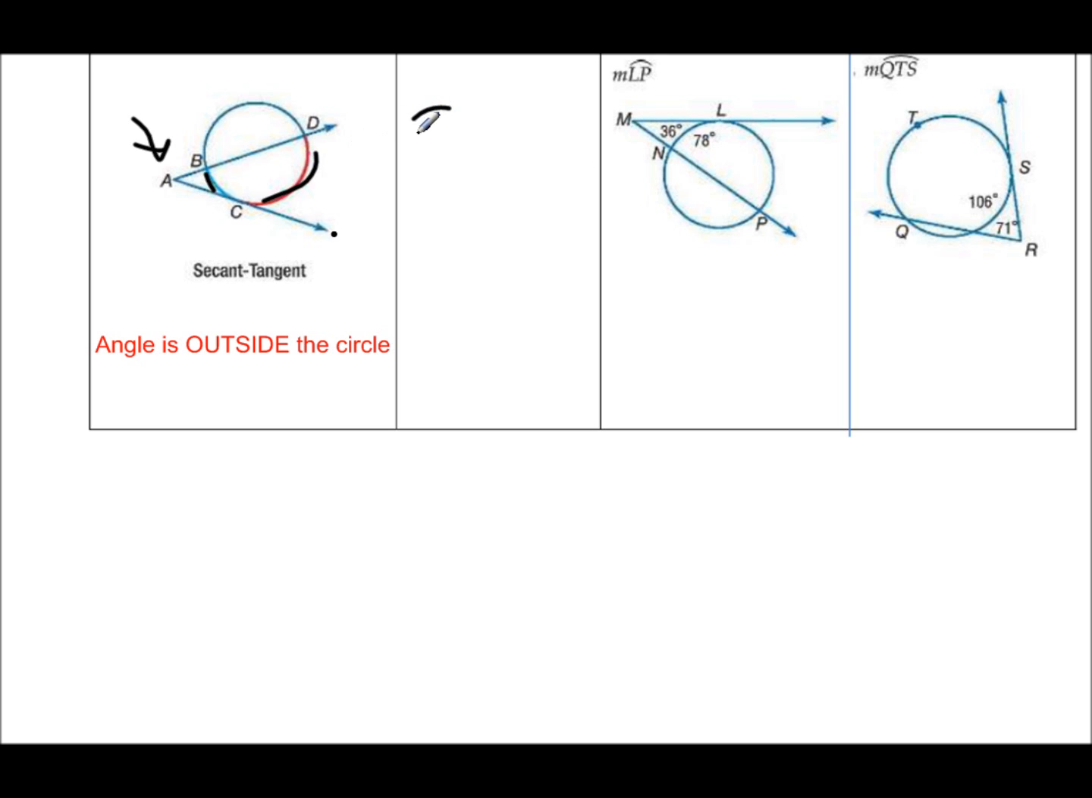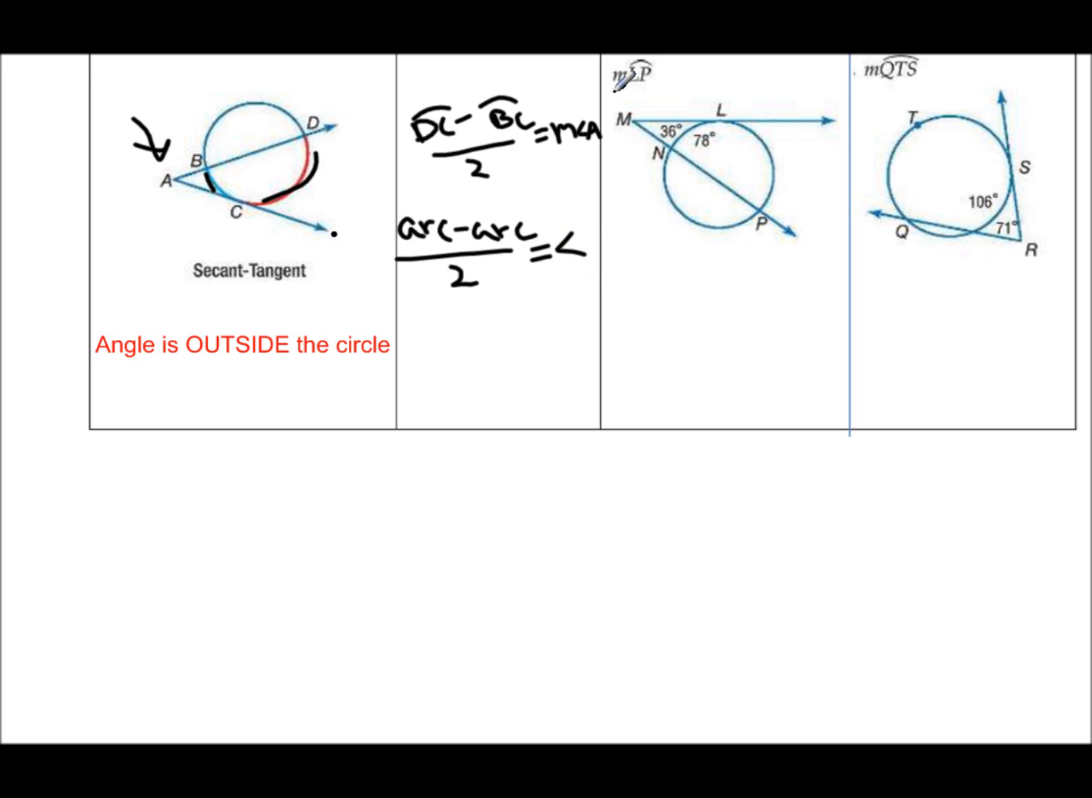So you're going to take arc DC and subtract arc BC, divide by 2, and that'll equal your outside angle, which in this case is angle A. So the simple version is arc minus arc divided by 2 equals your outside angle.